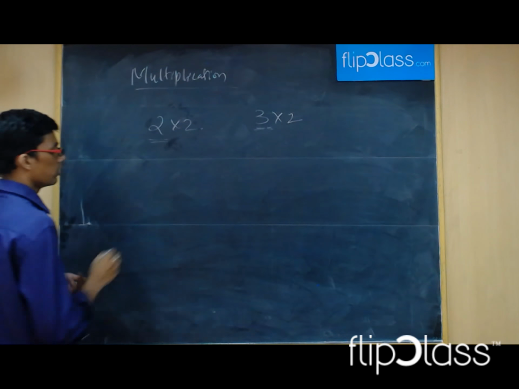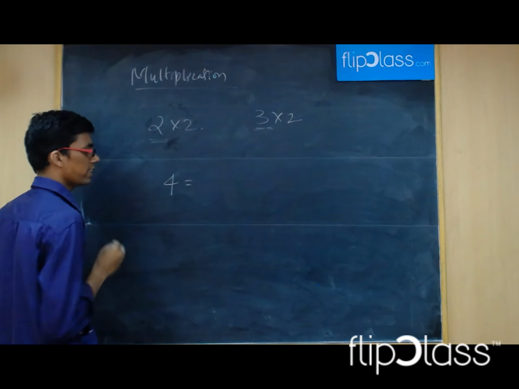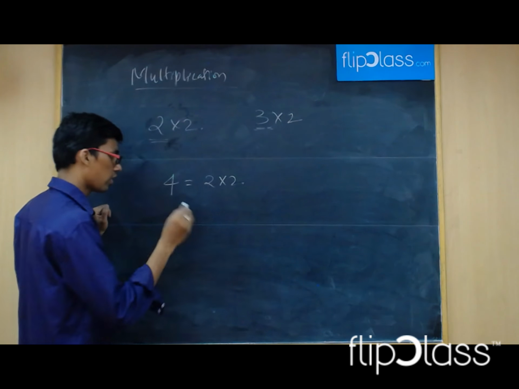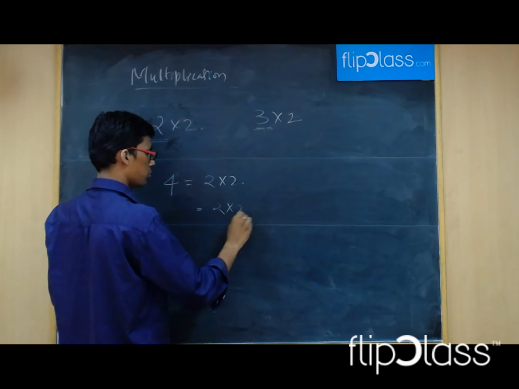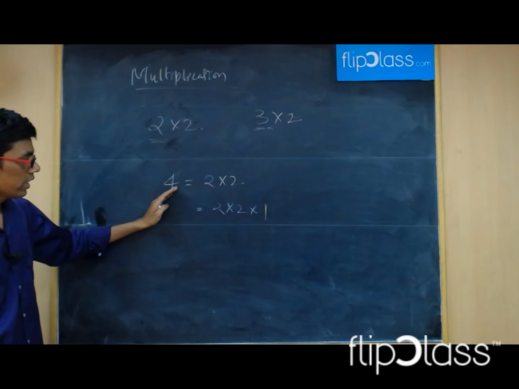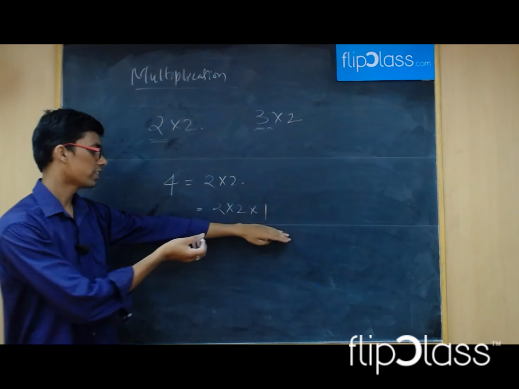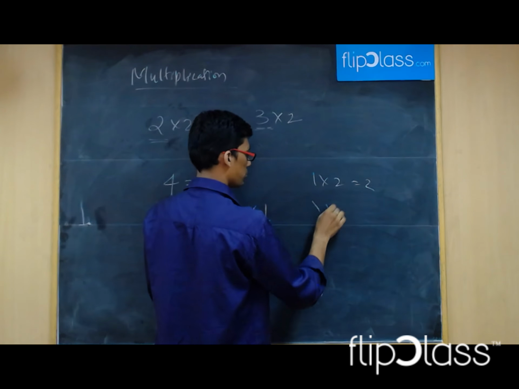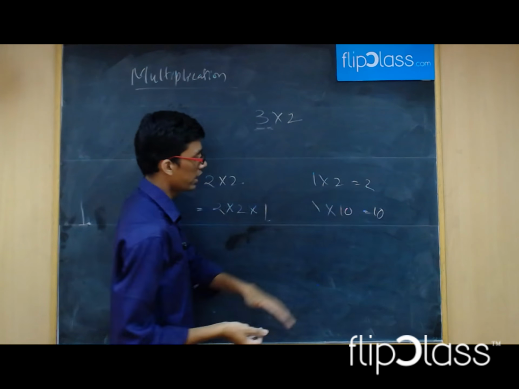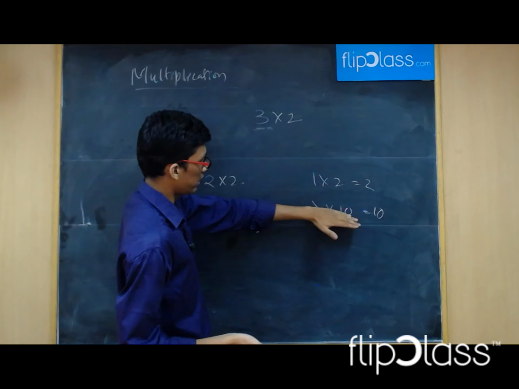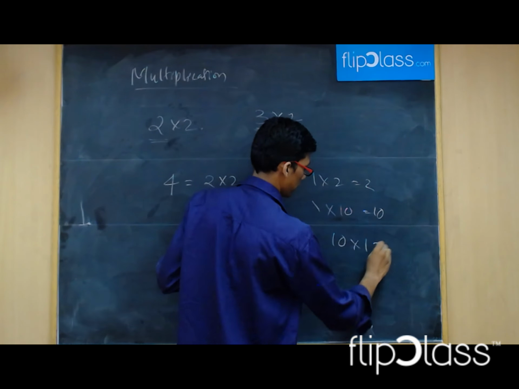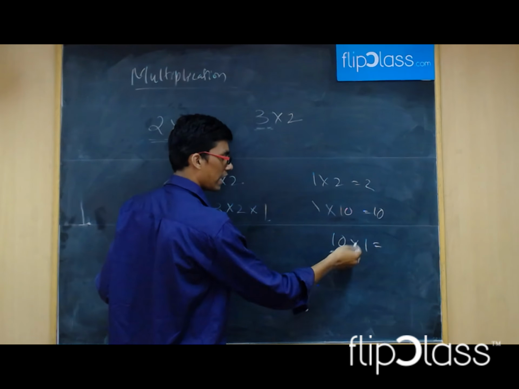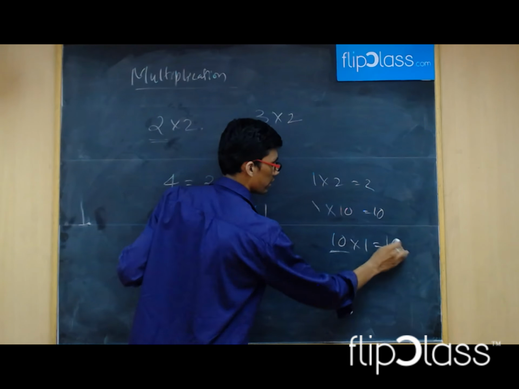If there is a number 4, how can we write this number? This number 4 is nothing but 2 into 2. Yes or no? Or else you can even write it as 2 into 2 into 1. Any number, if you are taking it one more time, does not change its value; it remains the same number, which means 1 into 2 is 2, 1 into 10 is 10. 10 into 1 or 1 into 10 are both the same number. So this number 10 is added with nothing, so it is 10.